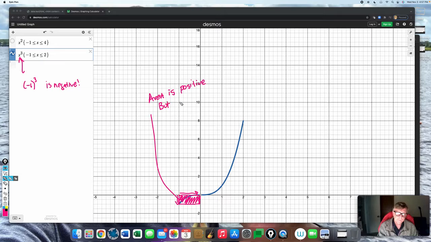But when we take what's called the integral, it counts this as negative.